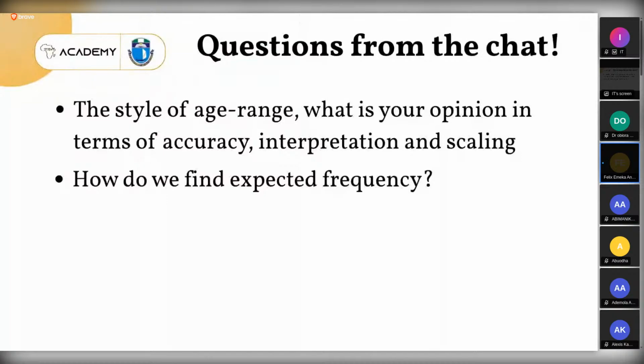Okay, so someone asked, regarding the style of age range, what is your opinion in terms of accuracy, interpretation, and scaling? Well, my brother, my sister, there's no standard. You can do an age range of 5, you can do an age range of 10. It depends on how lengthy it will be. If you're doing a study where you collected ages from 18 to 70, you can't afford to do an age range of 5 because it will be too long. So you would definitely do an age range of 10.